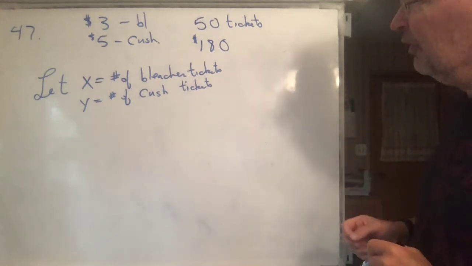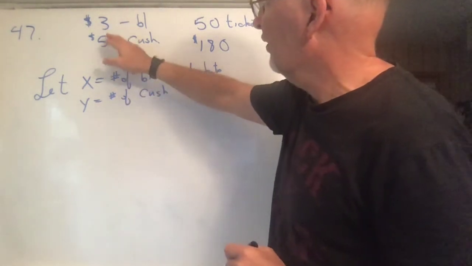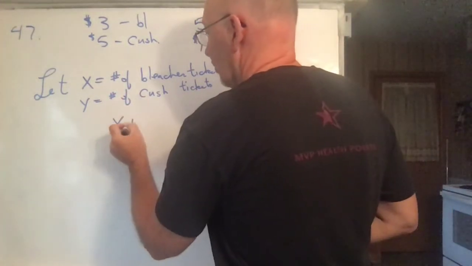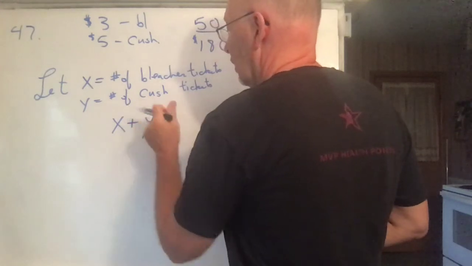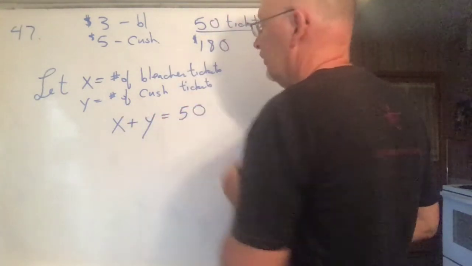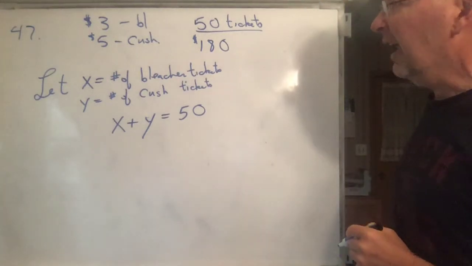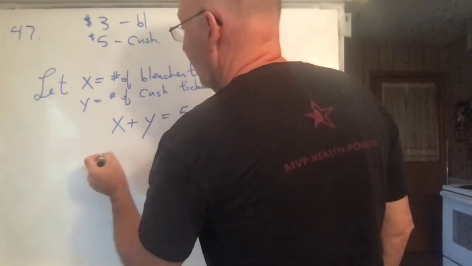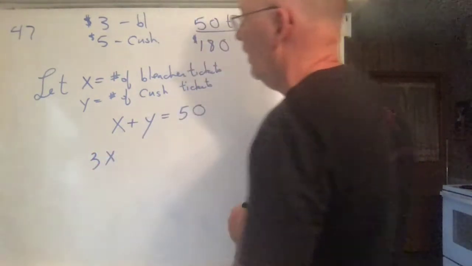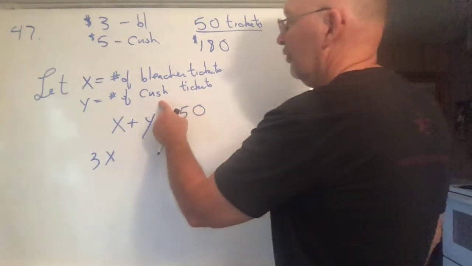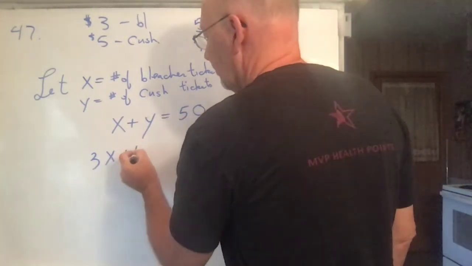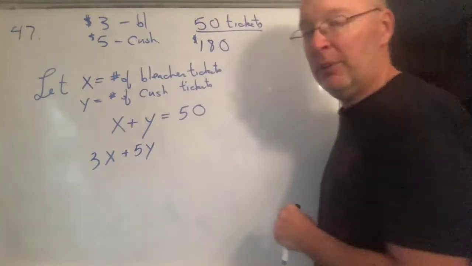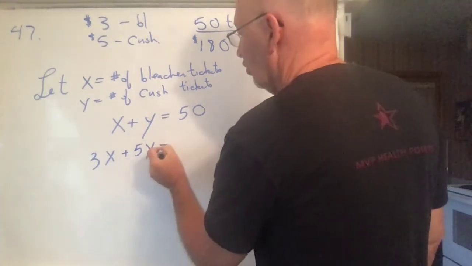So now, what's the reason for doing that? Because I know that the total of x plus y has got to be 50. We had a total of 50 tickets. So x plus y gives you 50. And the total cash is 180. Well, for each of these bleacher tickets, we made $3, right? So there's the amount of money we made on the bleacher tickets. And each of these cushion tickets, we made $5 on. So this is how much money we made for the bleacher, and this is how much money we made for the cushion tickets. And that total was 180.